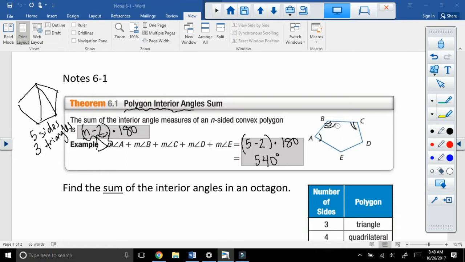And it doesn't have to be a regular shape either. These could all be different. Kind of running out of space for those. But they could all be different. They would just all add up to 540 no matter what that pentagon looked like.